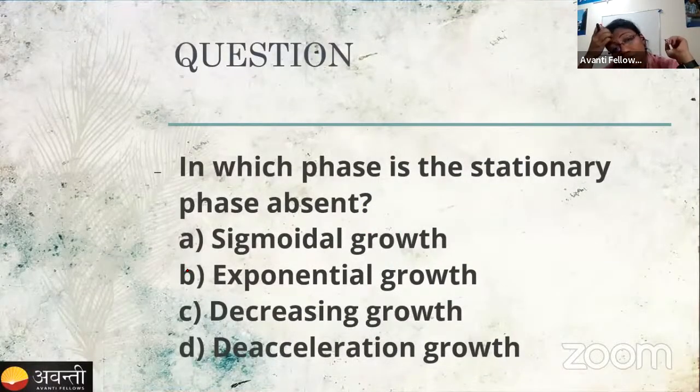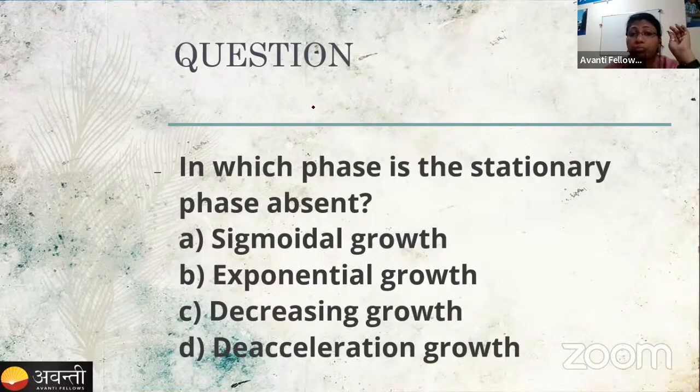Now here is a question for you: in which phase is the stationary phase absent? Out of the given options, in which growth is the stationary phase absent? Your options are A, sigmoidal growth; B, exponential growth; C, decreasing growth; or D, deceleration growth. You don't have any stationary phase. So in which growth curve are you not seeing that stationary phase?